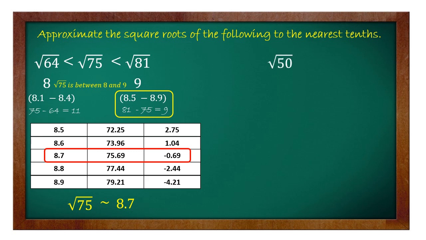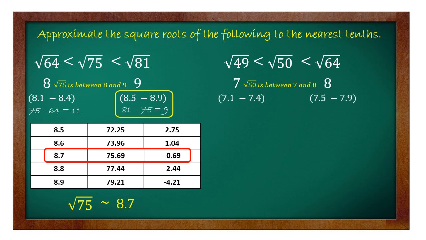Okay? So, let's have another example para mas maintindihan siya. So, sabi natin that the square root of 50 is between square root of 49 and square root of 64. That means 7 and 8. So, we could say that the square root of 50 is between 7 and 8. So, ang gagamitin natin is 7.1 hanggang 7.9. So, hahatiin natin sa dalawa. Meron tayong 7.1 hanggang 7.4 and then 7.5 to 7.9.